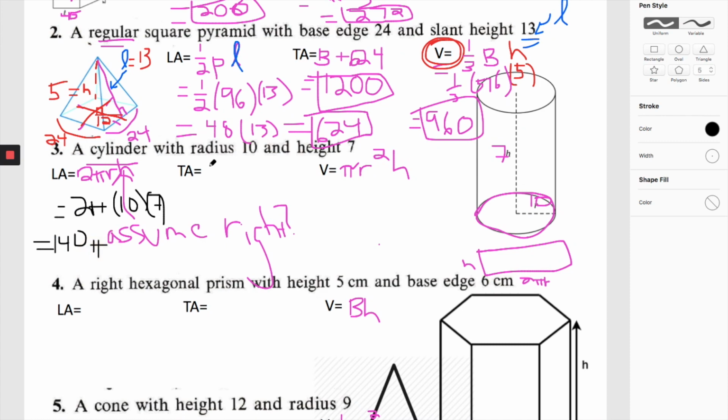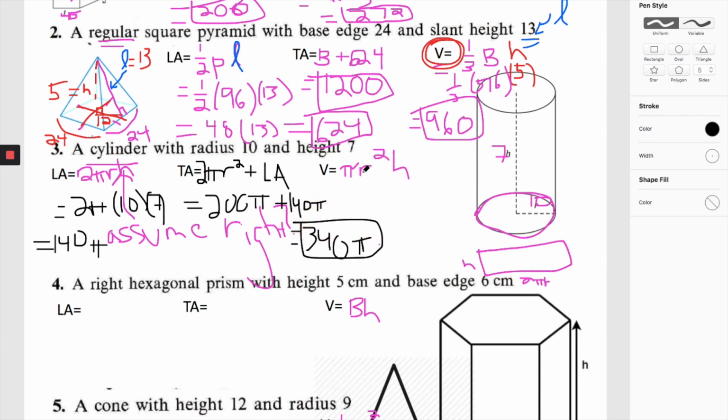Total area, we've got to add the base area to that, and the base area is just going to be pi r squared. So let's get 2 of those, right? Because we need 2 bases, 2 pi r squared, and then we're going to add the lateral area to it. So we got 140 pi and then 2 pi r squared. So pi r squared is going to be 1 base, so that would be 100 pi, because 10 squared is 100, so 100 pi times 2 is 200 pi. So we got 200 pi, and we're going to add that to 140 pi. So we get 340 pi for this one right here.